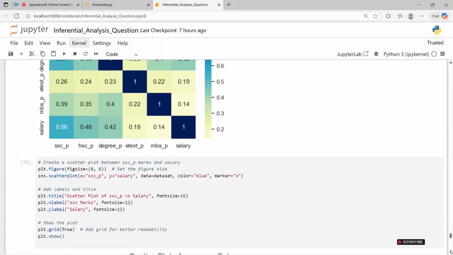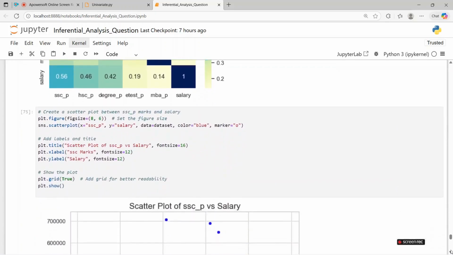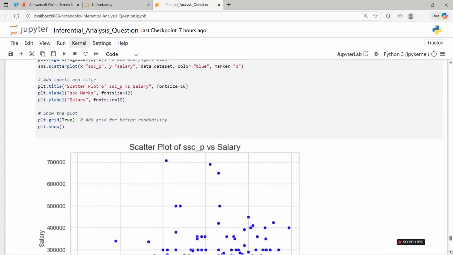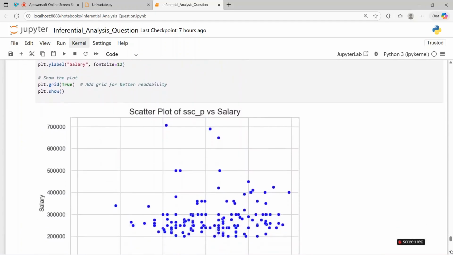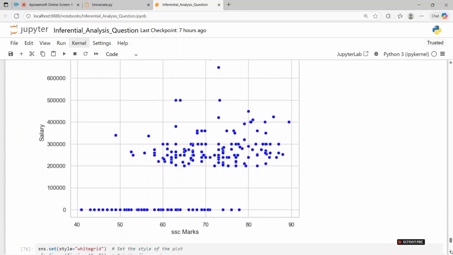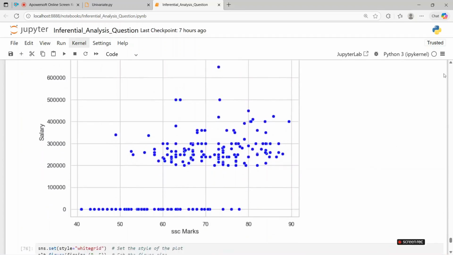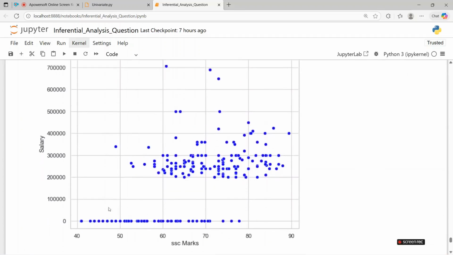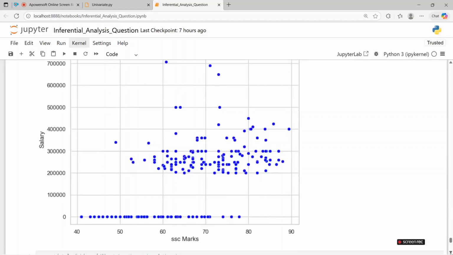To understand further, we have drawn a scatter plot between SSCP marks and salary, having the x-axis as the SSCP marks and y-axis as salary, with the data set. Here we can see a slight upward slope for a few data points in the graph. So it's neither 0 nor 1. It's like 0.5, right? It's in the middle. So we can see a slight upward slope here.